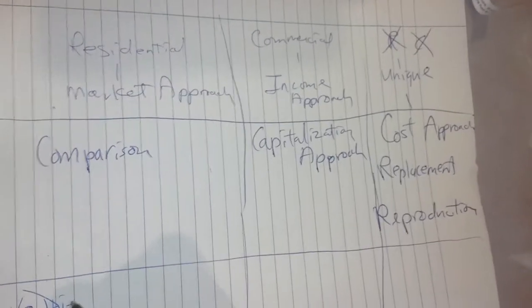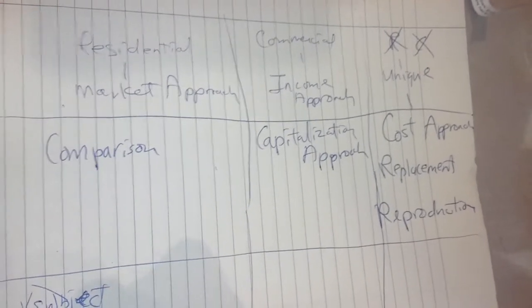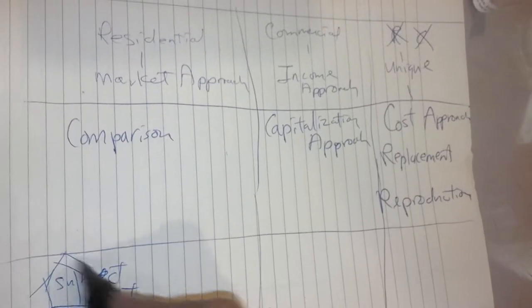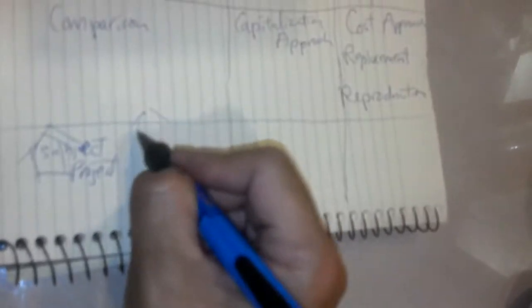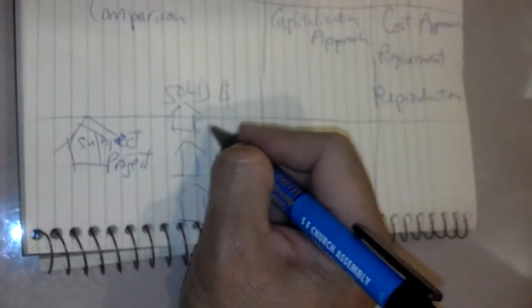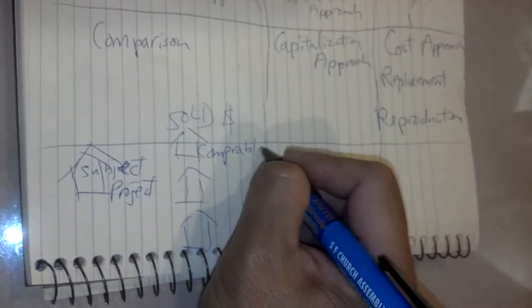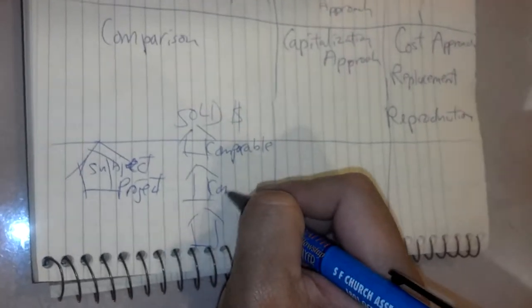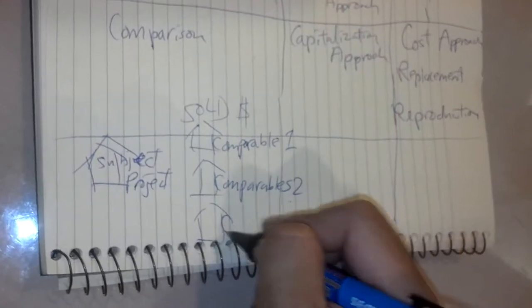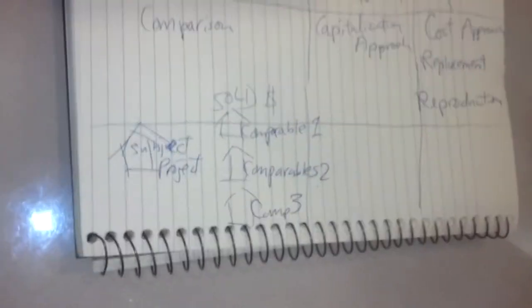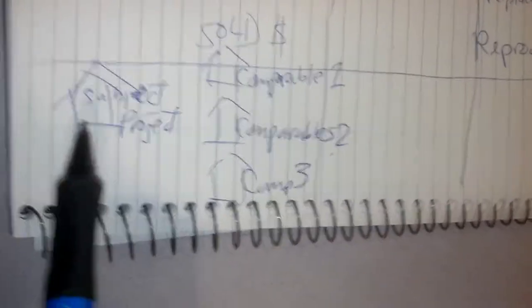This is a subject property. That is a property where we don't know how much it is worth. Then we choose three properties which are already sold. So they have a price tag, and we call these comparables. First of all, you really need to know comparable one, comparable two, we call it com one, com two, com three.